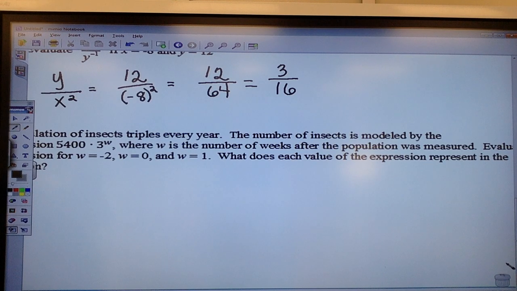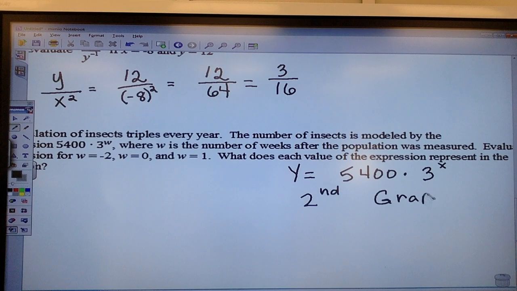Now, there are 2 ways you can do it. You can actually use your calculators and input your values for each one. A shortcut to this would be to hit your y equal button on your calculator. After you hit your y equal button, put the expression 5,400 times 3 raised to the x. Then after you put that expression in, hit your second key, and then hit your graph key. And then scroll to find your values.